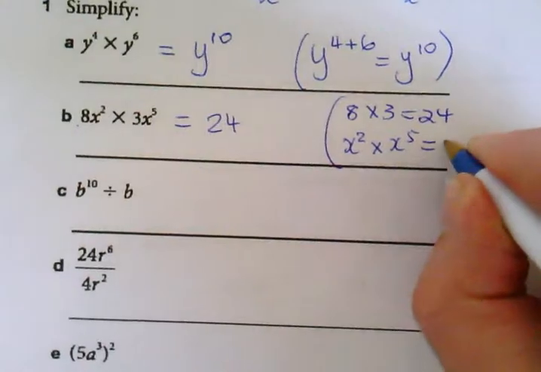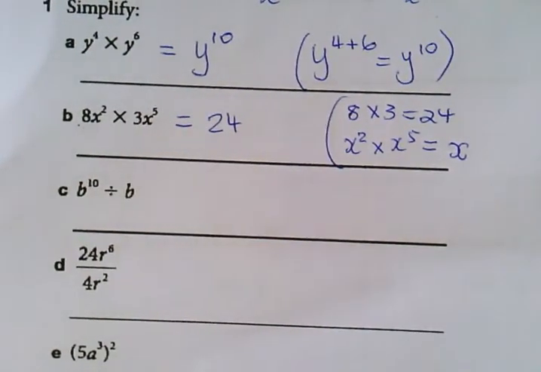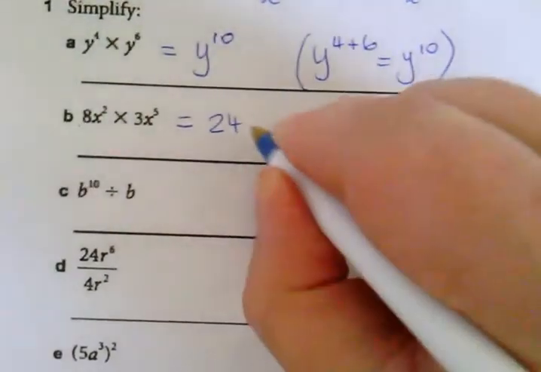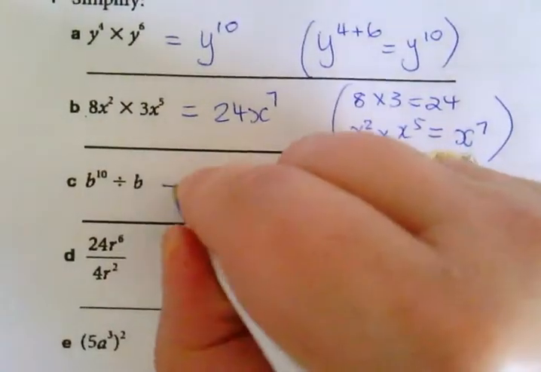What's x squared times x to the power of 5? Just think what it means. x times x times x times, yes, I got the idea. It's x to the power of 7. You're adding the 2 and the 5. Do we get it?